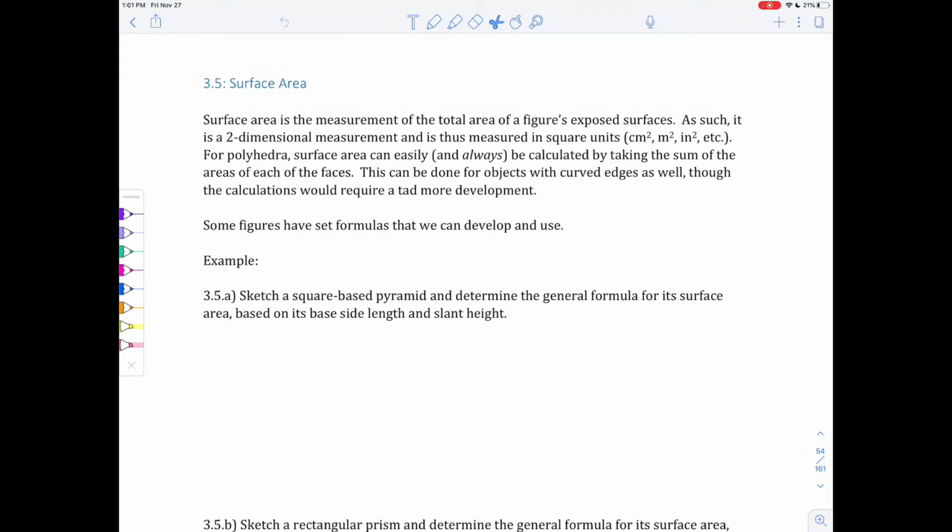Welcome to 3.5. We're going to be talking about surface area. And surface area, when we're talking about that, it's the combined area of every exposed surface of a figure. So when you're given a figure, it's got all its various faces, and we're taking the area of each of those faces and adding them together.